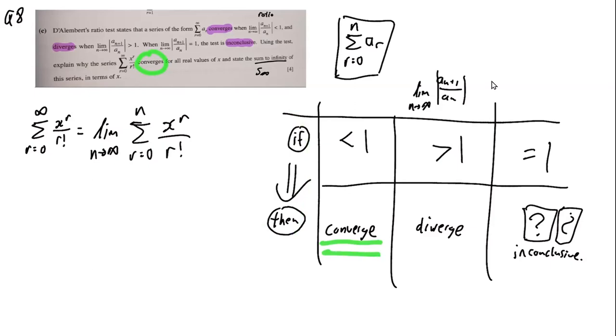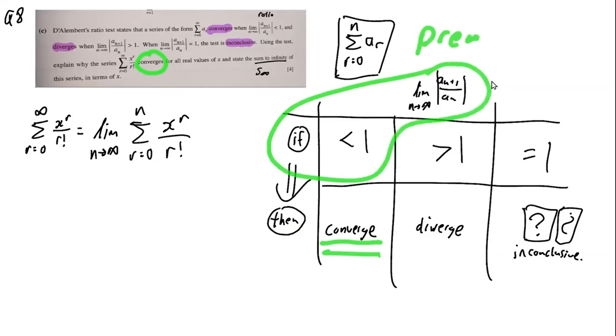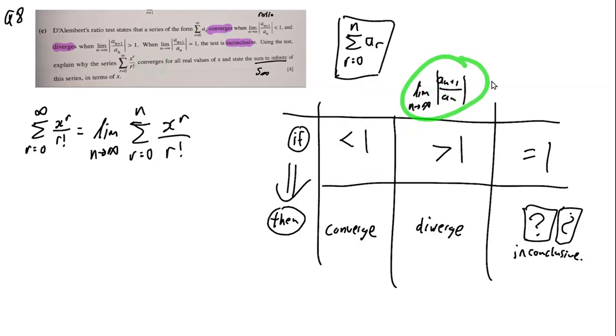We actually need to just show this part here, what we call the premise. We need to show that this premise is satisfied. The limit of the modulus of an plus 1 over an as n goes to infinity, this fellow here, is less than 1. So all we need to do is to calculate this, show that it's less than 1. Then we just have to quote the ratio test, therefore it converges. That's all. So that's what we're going to do now.